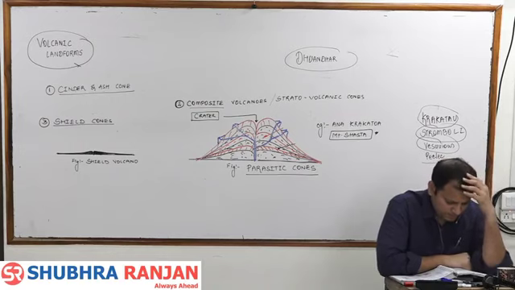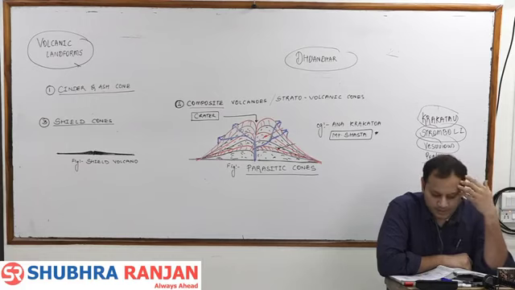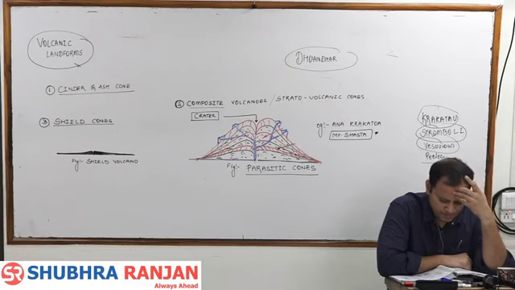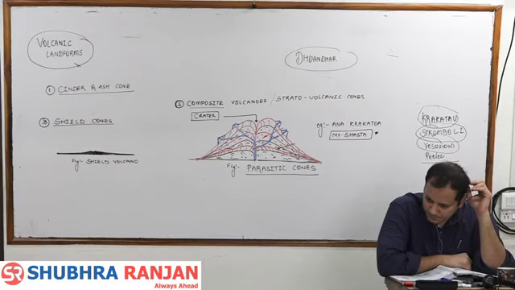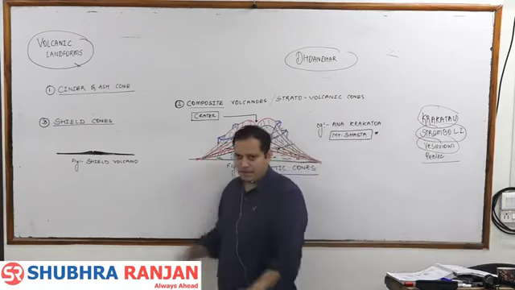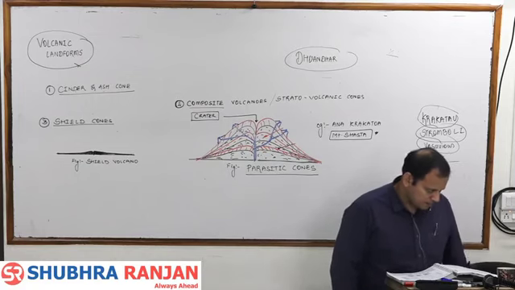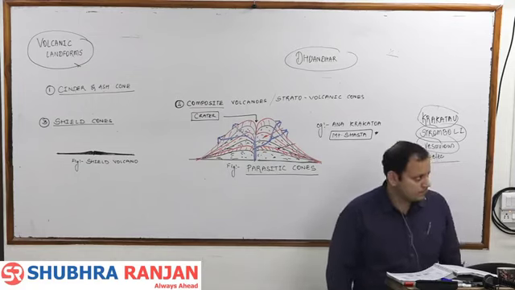Such cones have low height, but they are wide. Low height, you see the difference. Shield cones are very wide.